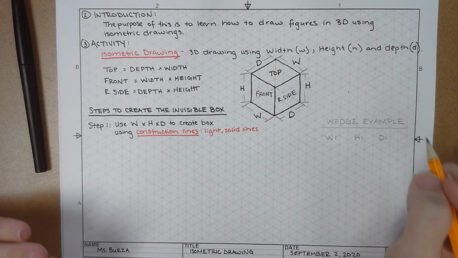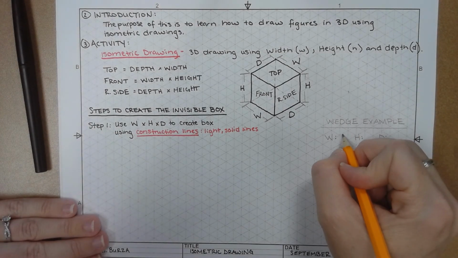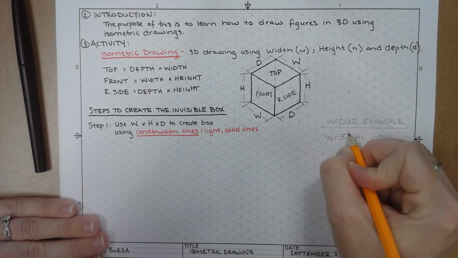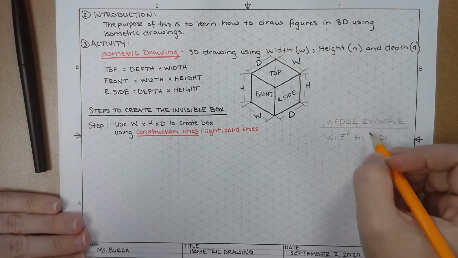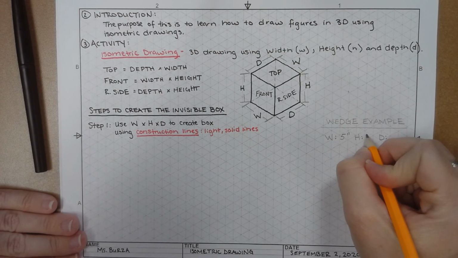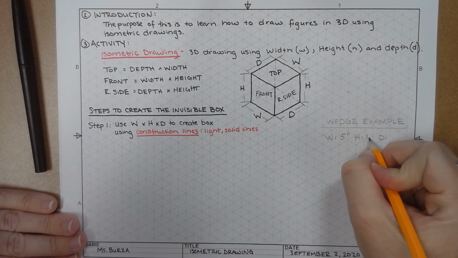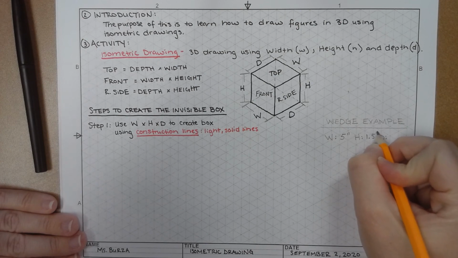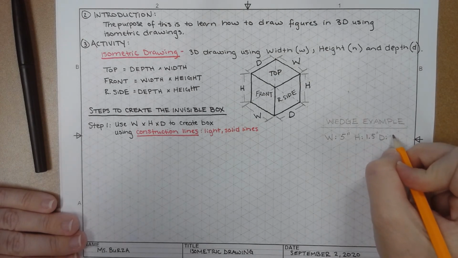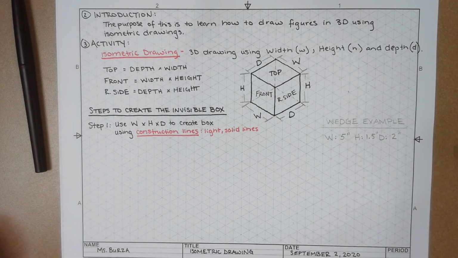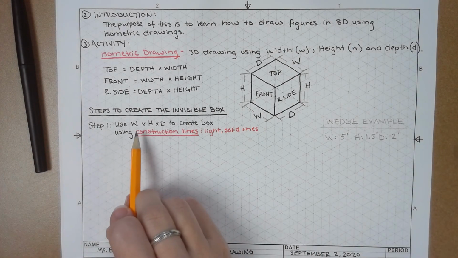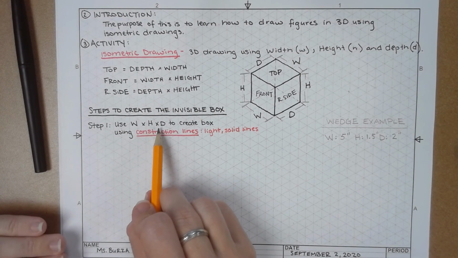All right, so I'm going to label my width, my height, and my depth. All right, and I'm just going to make up numbers for right now. So I'm going to say my overall width is 5 inches. And you always want to make sure that you're identifying your units, because units are one of the most important things in order to communicate your drawings and ideas most effectively. I'm going to make the height 1.5 inches, and I'm going to make the depth, let's do 2 inches. Okay, a little bit of a variety.